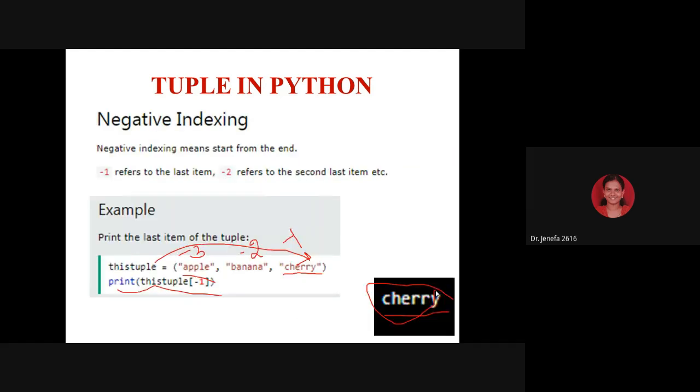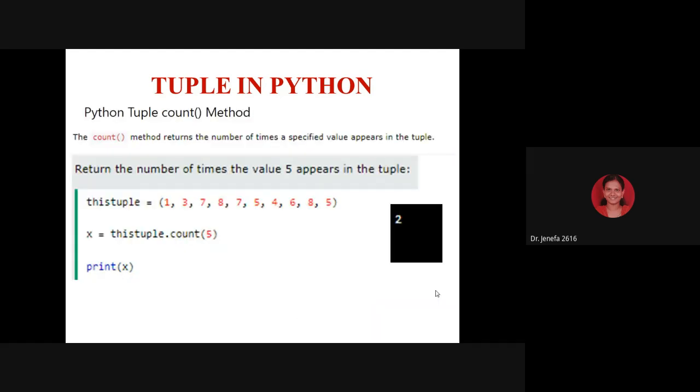The next method that we are going to see is the count method. So what's the use of the count method? It returns the number of times a specified value appears in the tuple. It is used to return the count value.